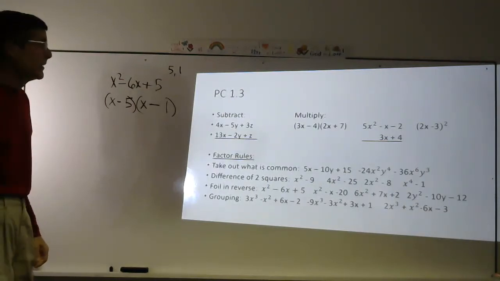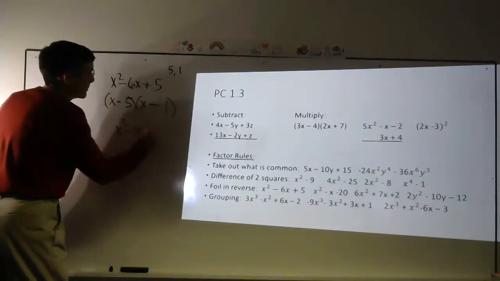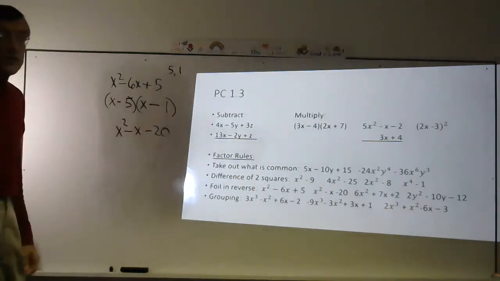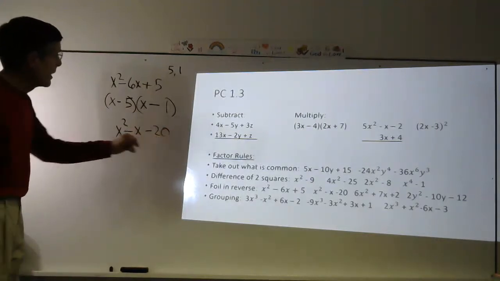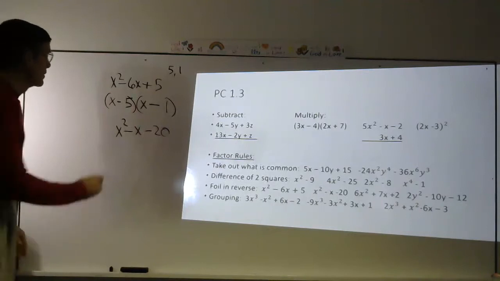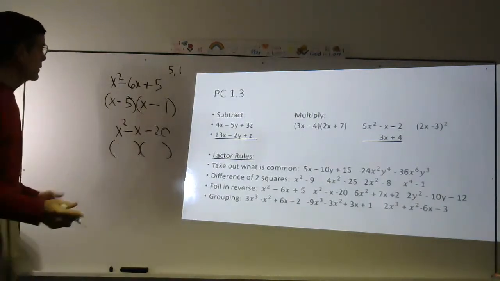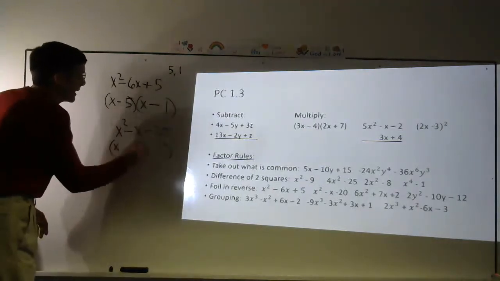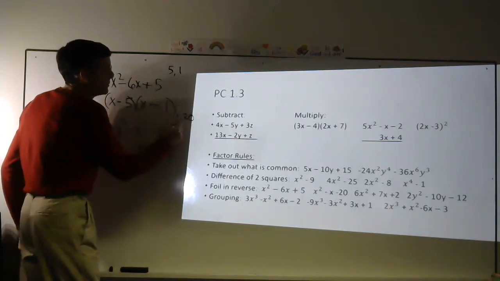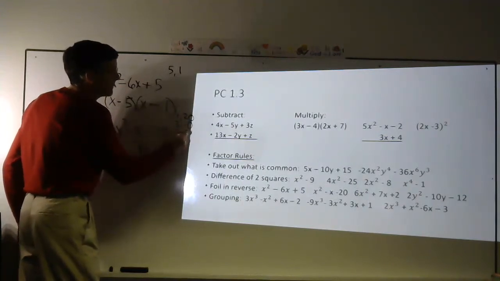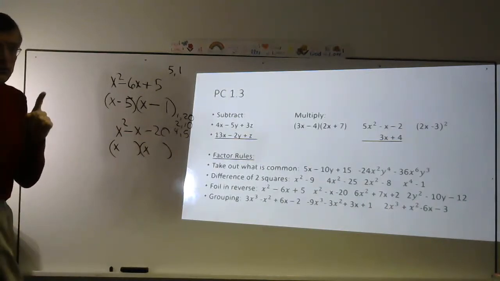A lot going on here. Let's try the next one. This one is an easy one because there's nothing in front of the x squared. There's nothing common. It's not the difference of two squares. We put down 2 parentheses. We're going to do FOIL in reverse. We know it's x and x. Factors of 20 are 1 and 20, 2 and 10, 4 and 5. Okay? Follow the rule I just told you.